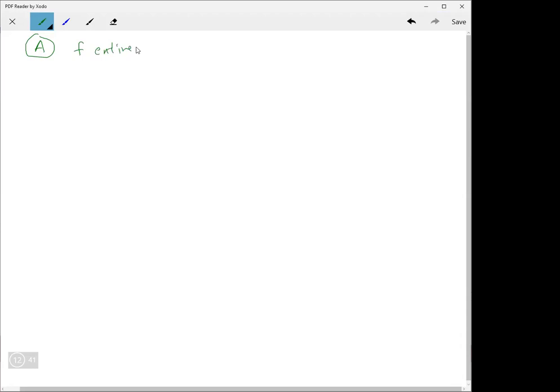Okay, so f is entire, and let's say that the modulus of f of z is less than or equal to a times the modulus of z plus b for all z's in the complex plane. So we're assuming that, and I want to prove from this that f is a linear polynomial.